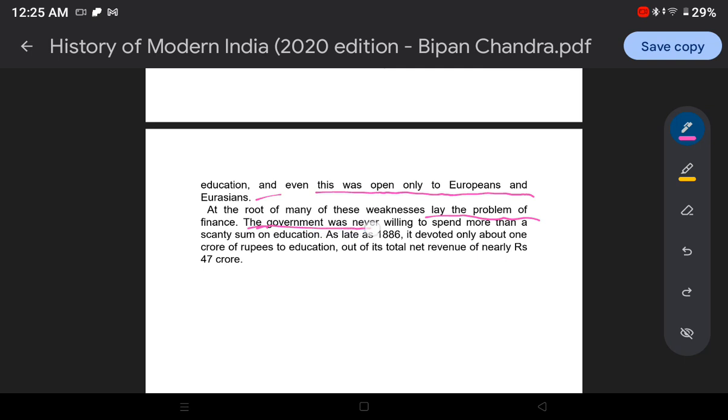The government was never willing to spend more than a paltry sum on education. As late as 1886, it devoted only about 1 crore of rupees to education out of its total net revenue of nearly 47 crore rupees.